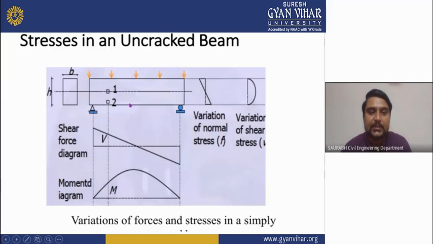As you can see, this is the stress diagram of a cracked beam, which is showing the shear force diagram and bending moment diagram. And this is a variation in the normal stress and variation in the shear stress. This is showing the variation of force and stress in a simply supported beam.